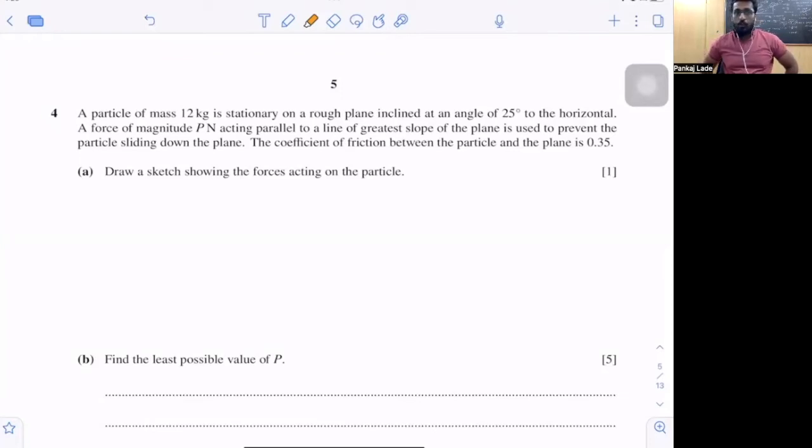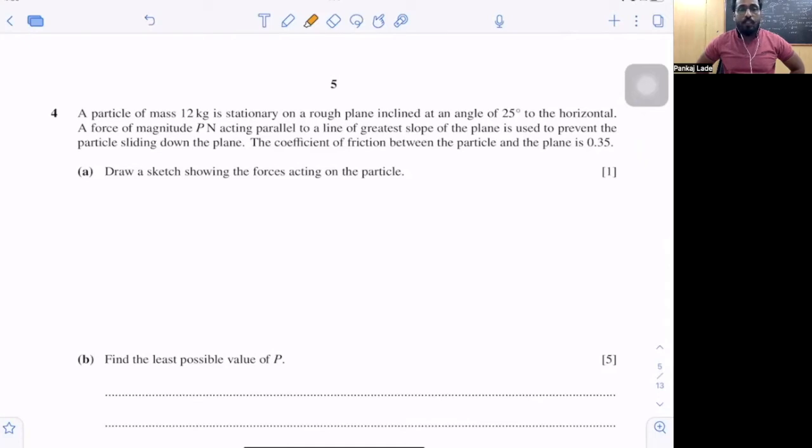That's what the question is, students. So the question is of friction, right? It is from the topic friction. It says that there is a particle whose mass is 12 kg and this particle is stationary on a rough plane. That means the particle is not moving. So this is definitely a question on friction. Sometimes a question on friction also falls into D'Alembert's principle, but in D'Alembert's principle, the particle is in motion. Here the particle is stationary. So this definitely belongs to friction and not to D'Alembert's principle.